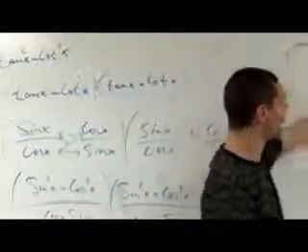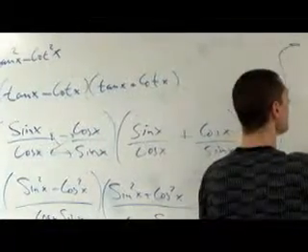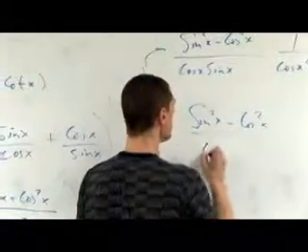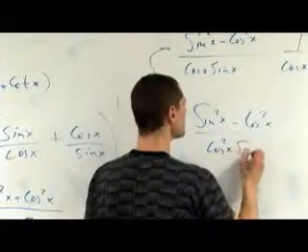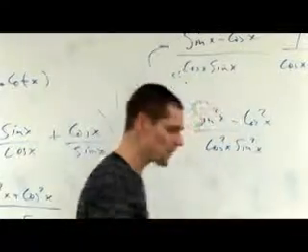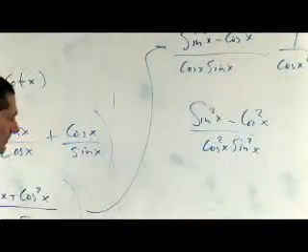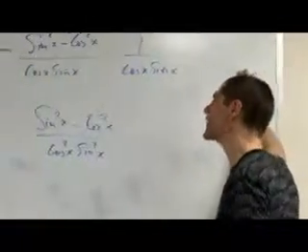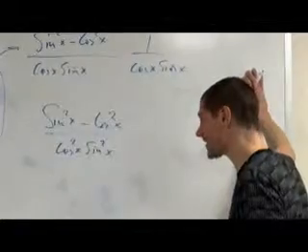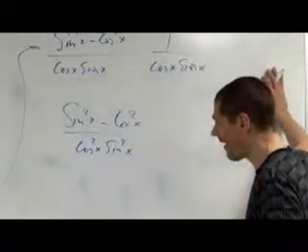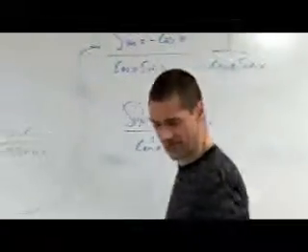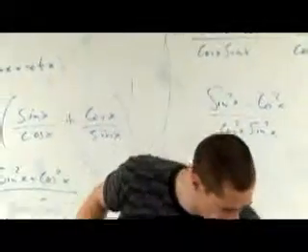The bottoms just multiply. This becomes sine squared x minus cosine squared x over cosine squared x sine squared x. Here's a problem. It's not a terrible problem to worry about, but are we done? Can we make this any more simple? And it's not actually clear. So what do you got to do? You got to keep fiddling. I didn't even read the directions. They just said simplify.